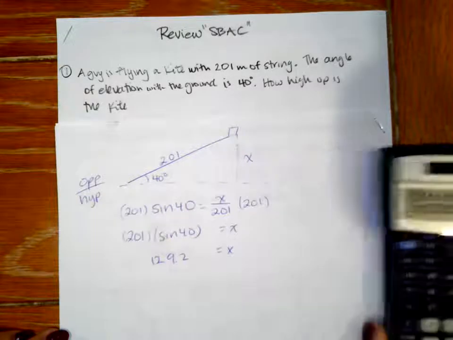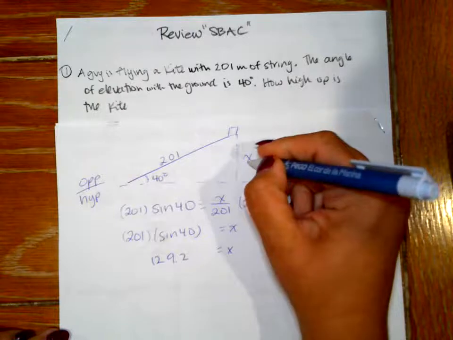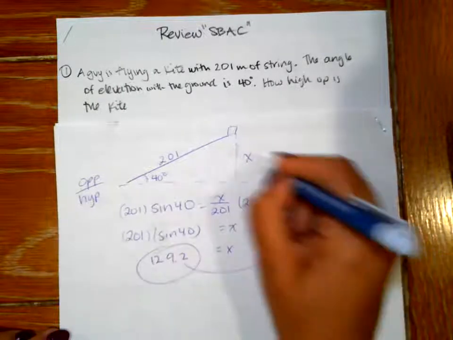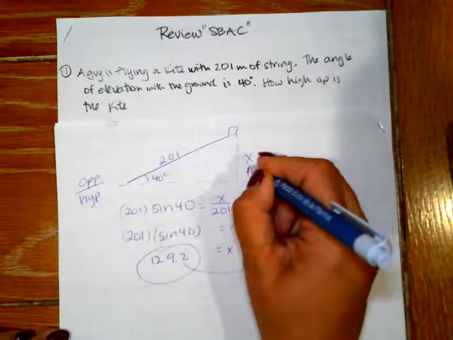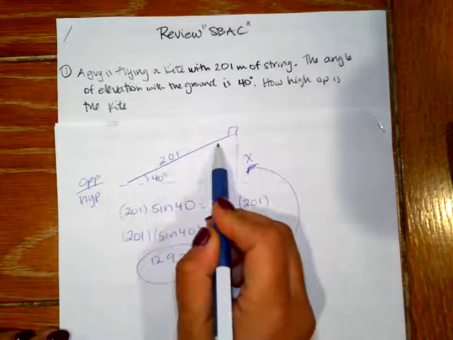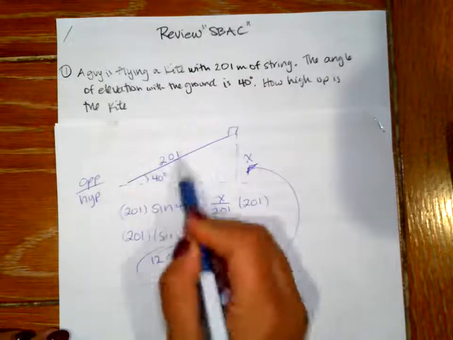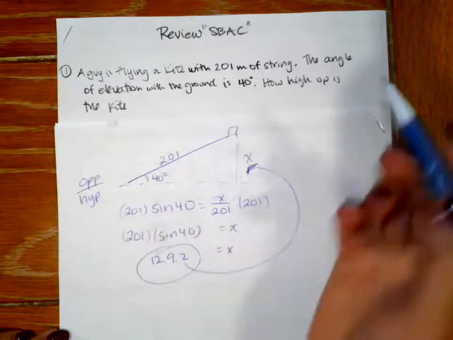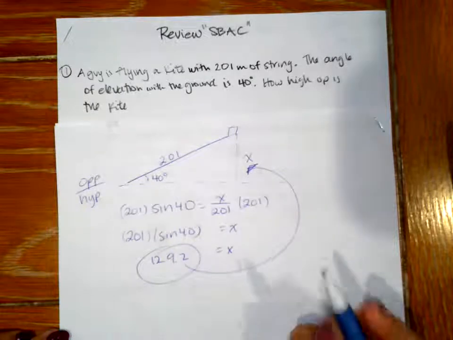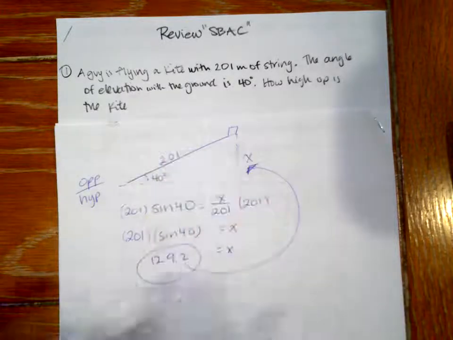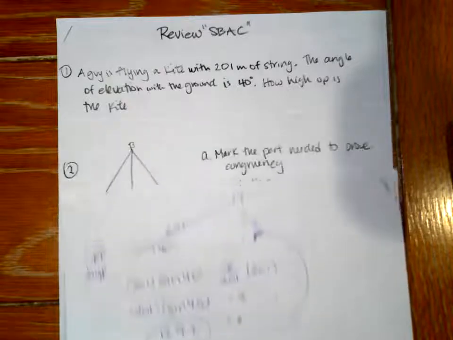Now, what did I just find? I just found this height. So this right here is that height. My answer makes sense because my hypotenuse is going to be the longest. So this one right here should definitely be shorter than that. All right, so same kind of deal, trig ratio again, no problem.